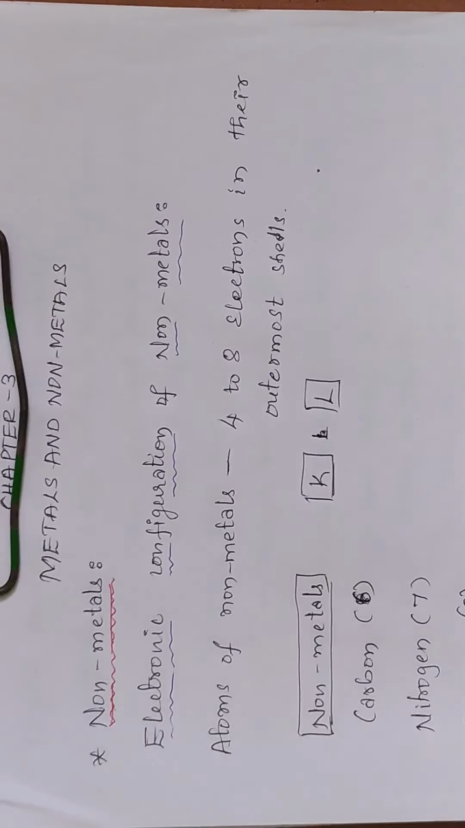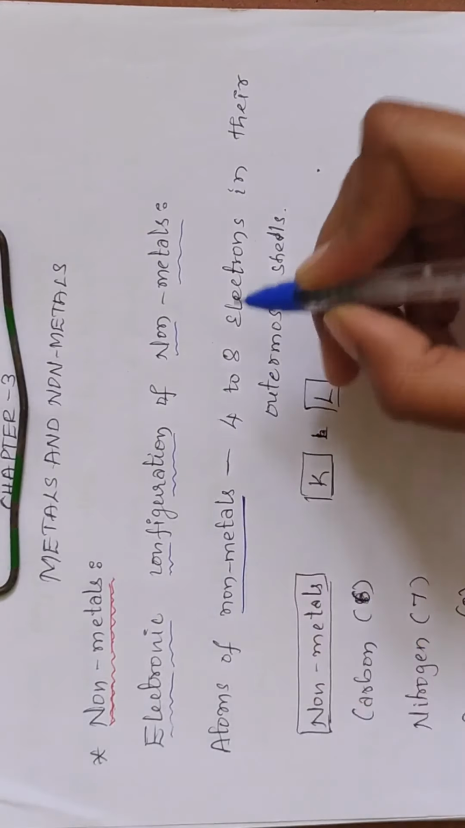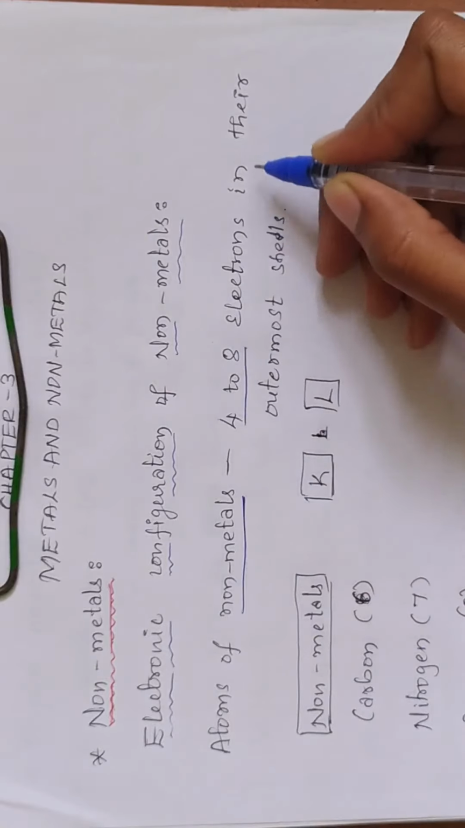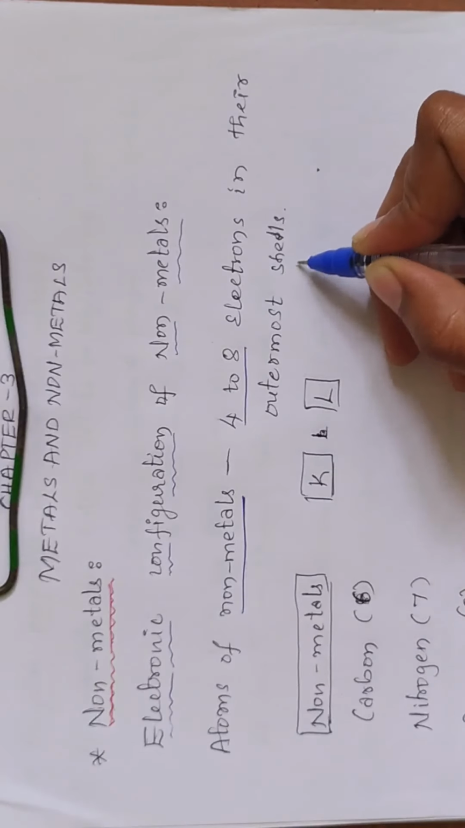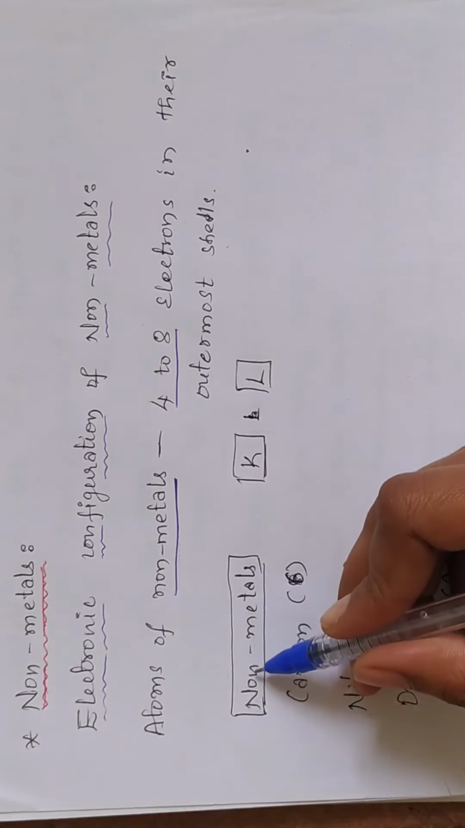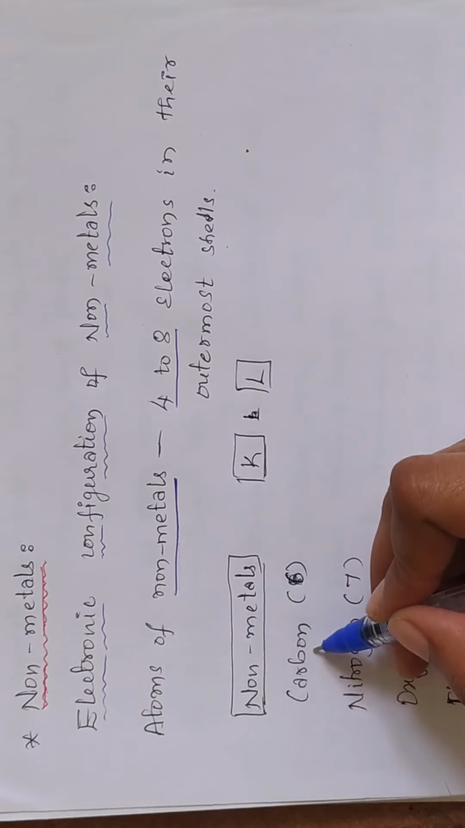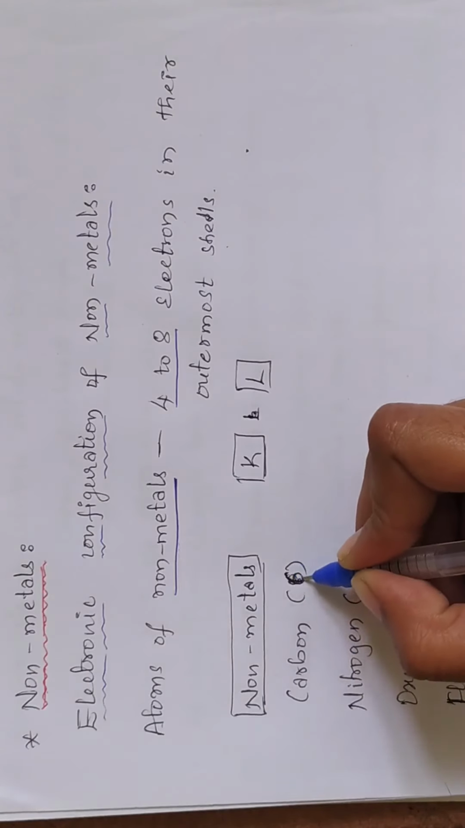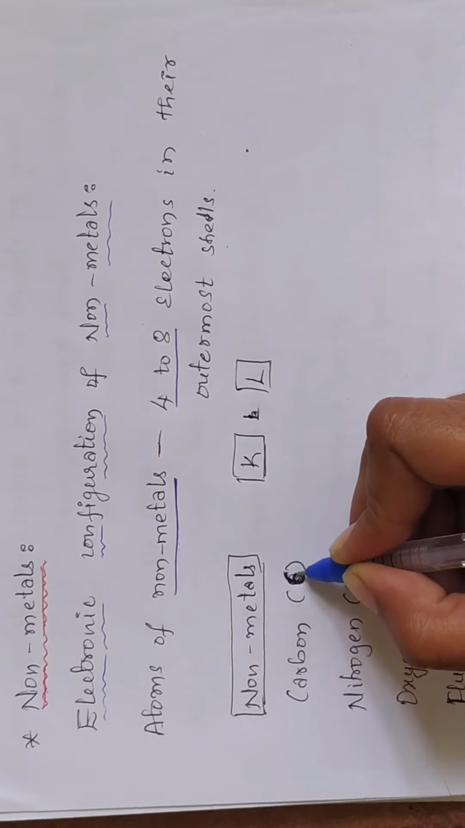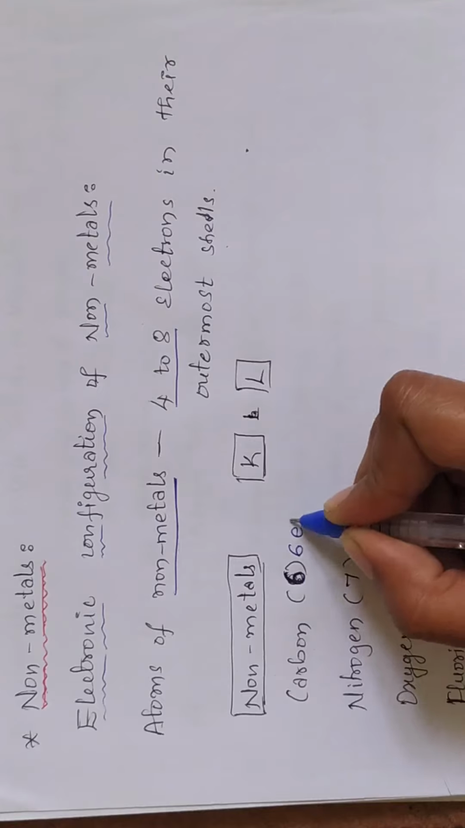Children, atoms of non-metals have 4 to 8 electrons in their outermost shell. See here, I have listed the non-metals, and the first one is carbon. Its atomic number is 6, and it has 6 electrons.